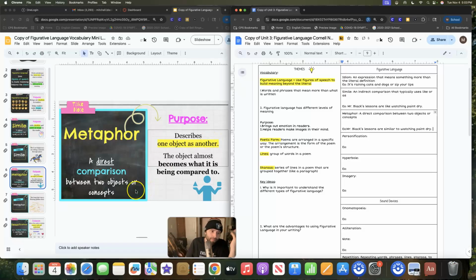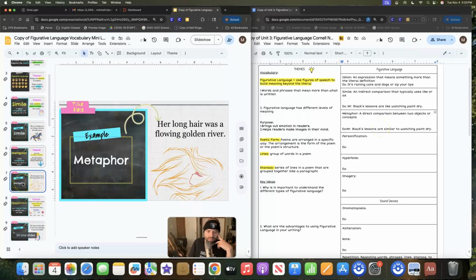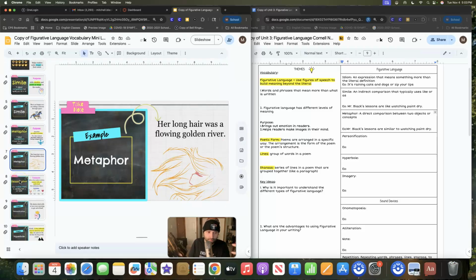Okay. A better metaphor here would be her long hair was a flowing golden river, because you really want to paint that picture in your brain of the flowing golden river, and you can type that one instead. I just wanted to show you that you could get rid of the like or as, and it would still work as a metaphor, because they're very similar. It's just one has like or as and one does not. They both do the same thing. They both are supposed to make an image in your brain.